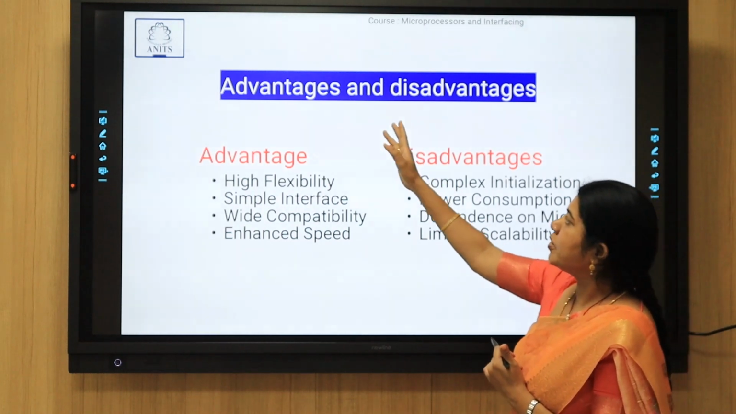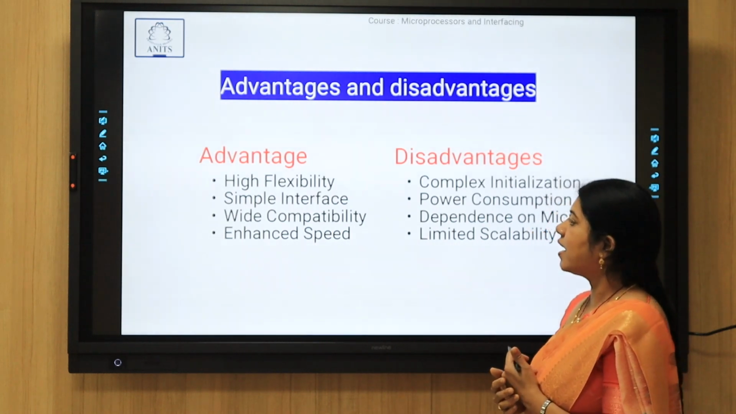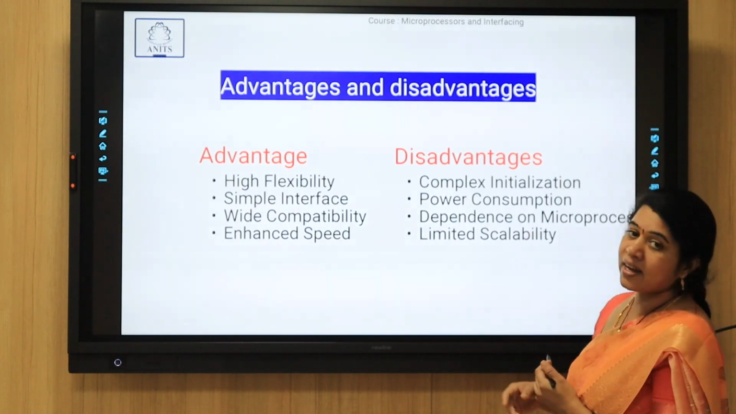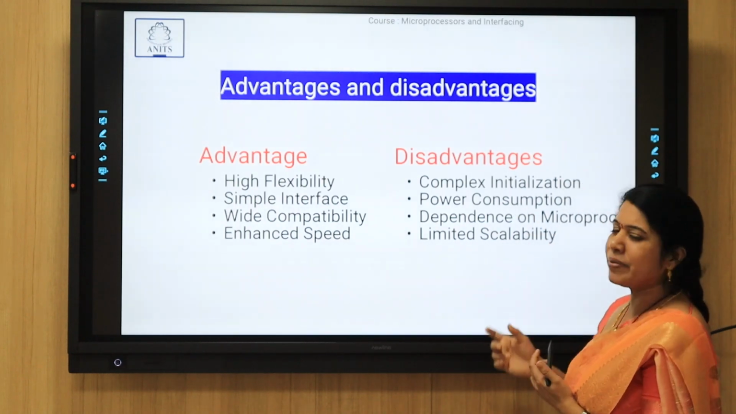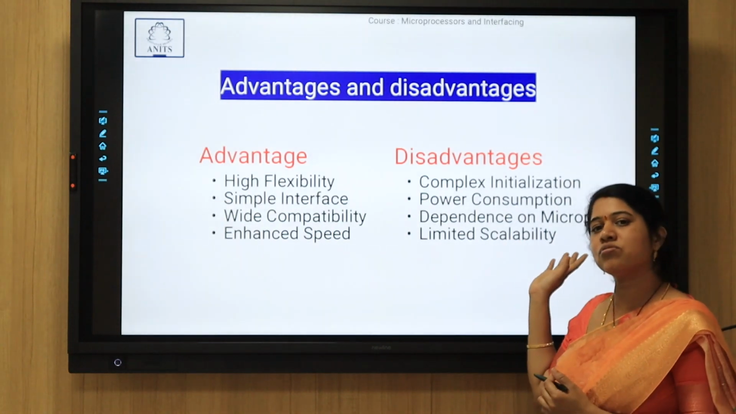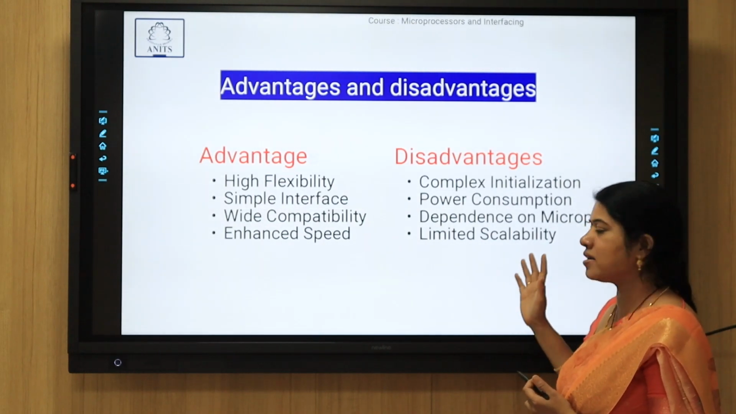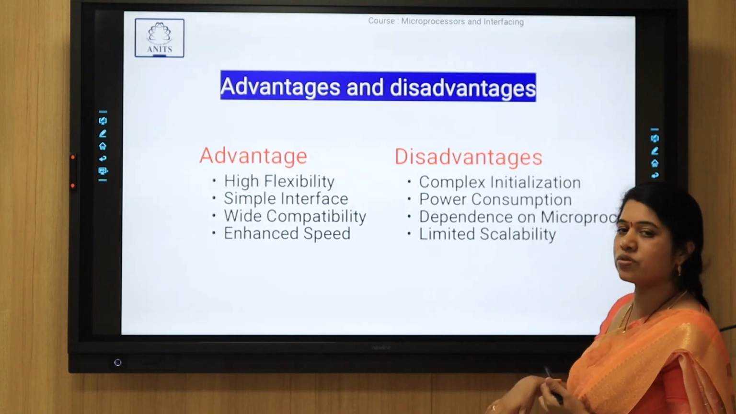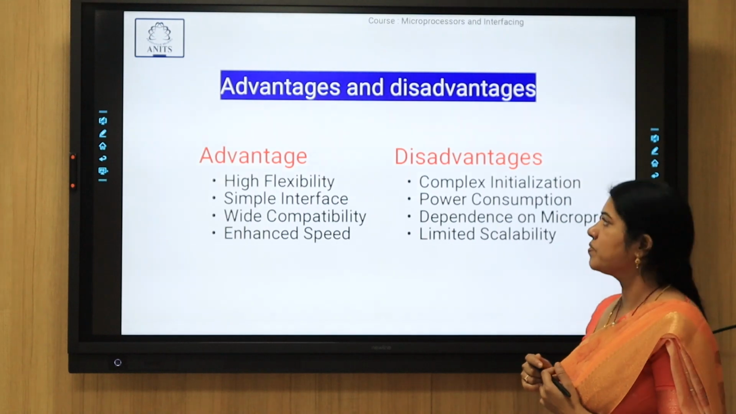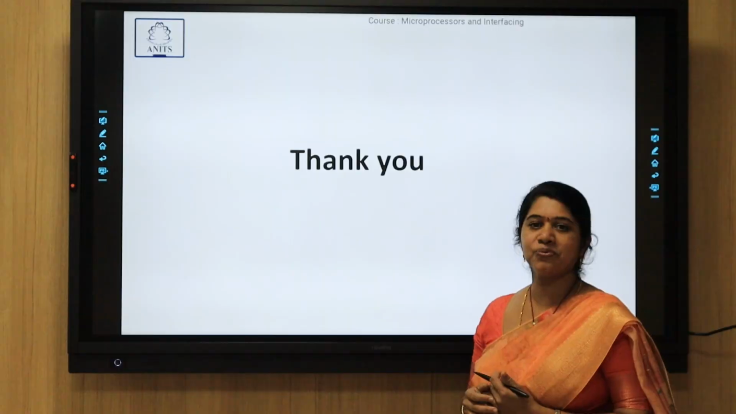8255. Coming to the advantages, it has high flexibility, simple interface, wide compatibility, and enhanced speed also. There are some drawbacks too. It has limited scalability, and the power consumption is high. It always depends on the microprocessor, because the microprocessor has to send control signals to the 8255 so that it will be operated accordingly. It is also somewhat complex in initialization. So these are some advantages and disadvantages of the 8255.